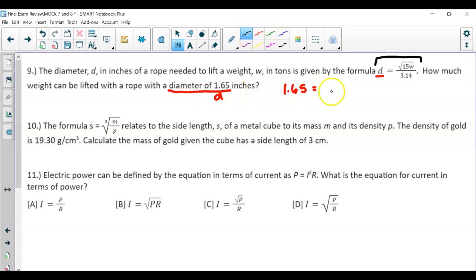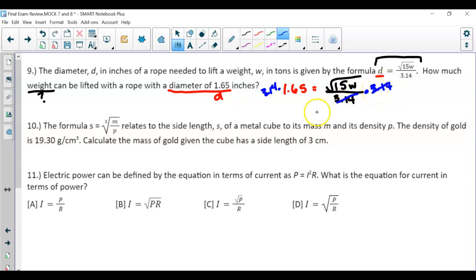Now that is equal to, here we go, the square root of 15 times W. Do we know what W is? No, because it's asking how much weight. So that is what we are solving for, divided by 3.14. So now notice we're just back to solving a radical equation. So what do I need to do first? Well, if it's being divided by 3.14, multiply both sides by 3.14.